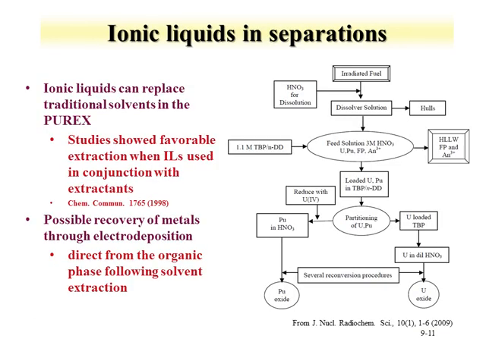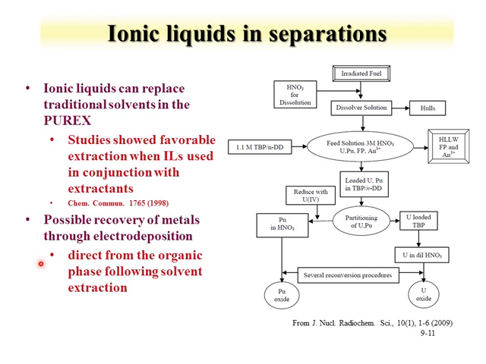Ionic liquids have been proposed as part of the nuclear fuel cycle. Shown here, ionic liquids can replace traditional solvents in the PUREX process. As we mentioned earlier, ionic liquids have low vapor pressure. One can put the ligands, such as tributyl phosphate, into the ionic liquid, then use this as a means of achieving a separation where the organic solvent phase is the ionic liquid.